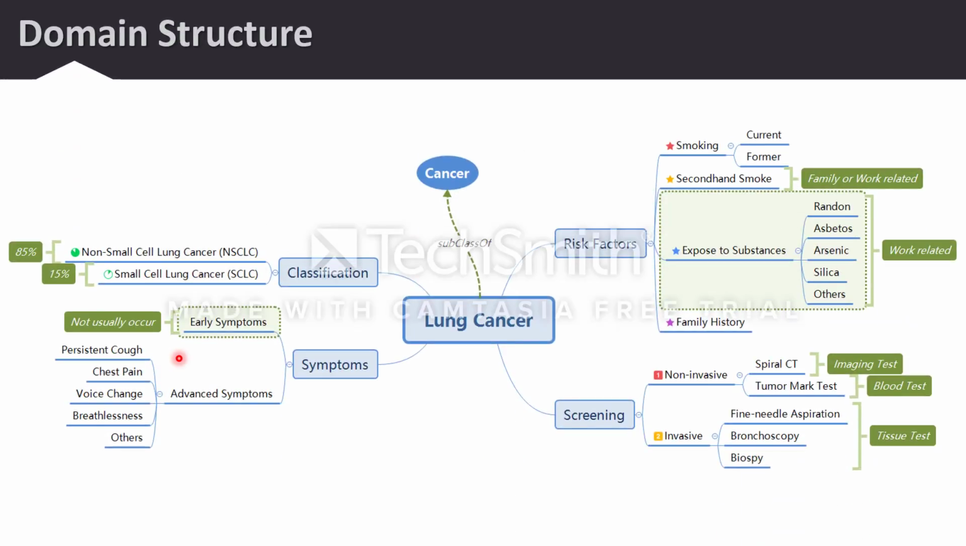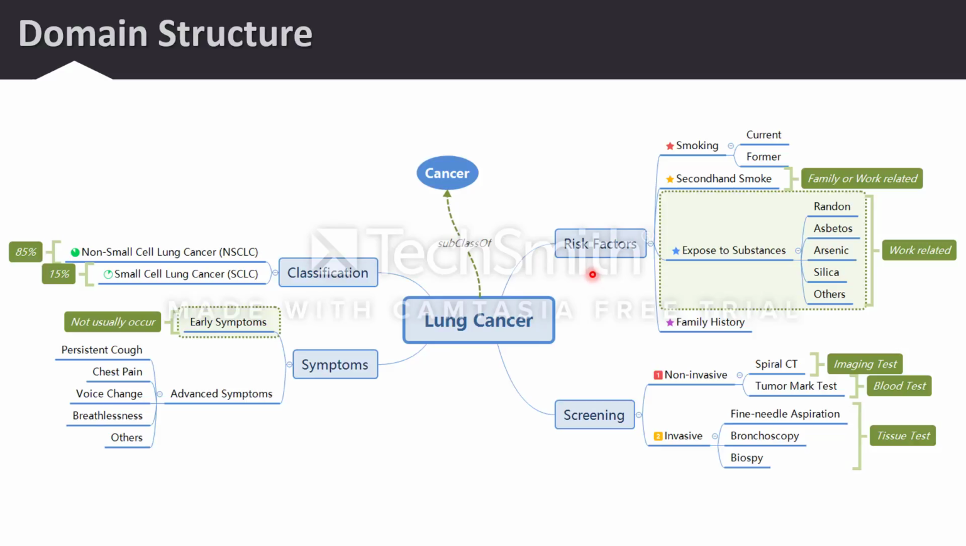This is my domain structure, which explains 4 aspects of lung cancer. First, lung cancer has 2 major categories, which are non-small cell lung cancer and small cell lung cancer. Non-small cell lung cancer is diagnosed more often than small cell. The second aspect is the symptoms of lung cancer. As I mentioned in previous slides, early symptoms do not usually occur.